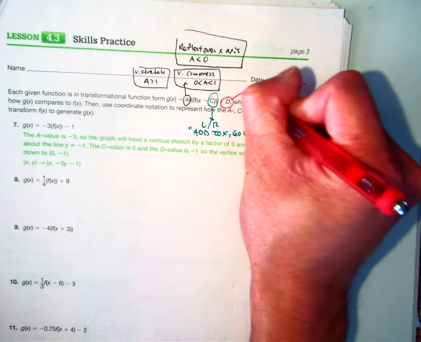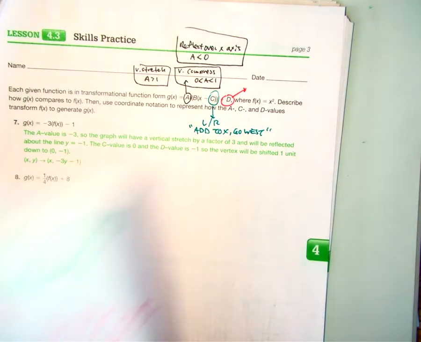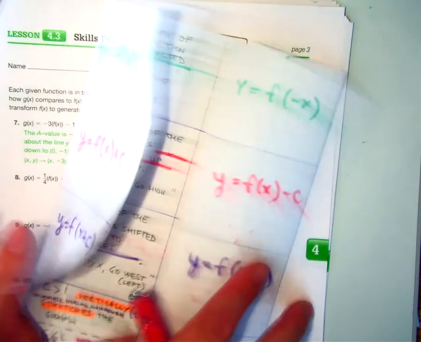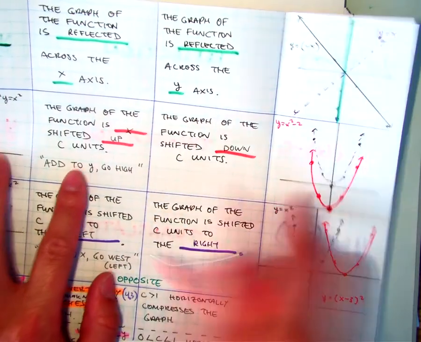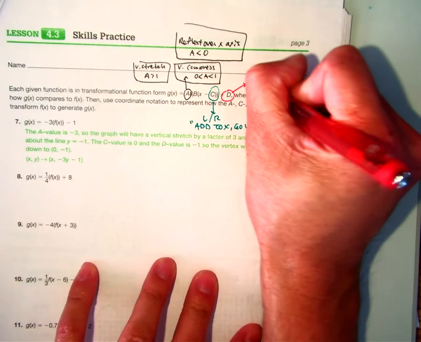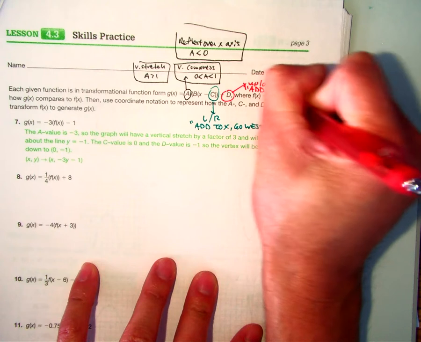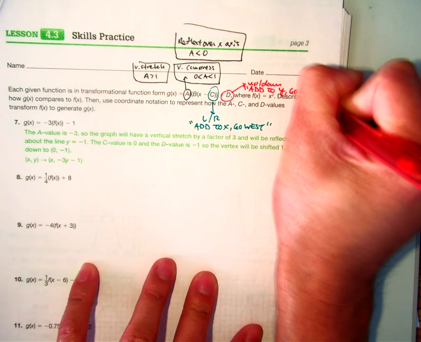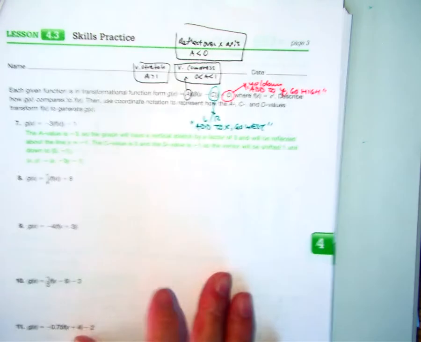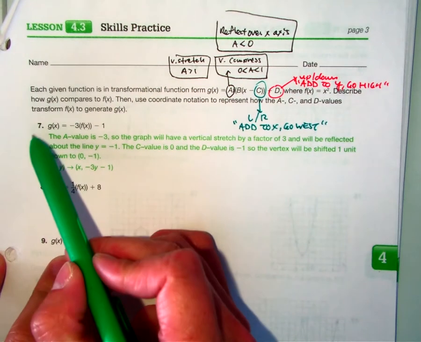And then the D value, just think of it, that's on the outside. Everyone say outside? Well, that's the red one, right? That basically just moves your graph up or down, so that's my silly phrase. So let's write that. Up, down, and to y, go high. So here's my little map that we've kind of created. Let's look at example number 7.